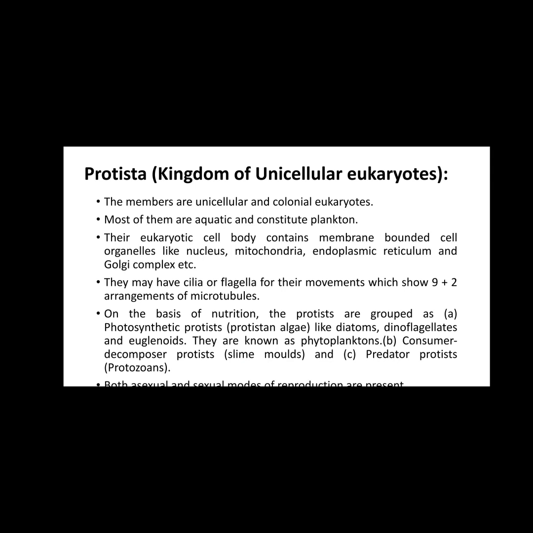On the basis of nutrition, protists can be grouped as photosynthetic protists, which are algae-like, such as diatoms, dinoflagellates, and euglenoids, which generally constitute the phytoplankton of any aquatic ecosystem. Then consumer-decomposer protists, generally known as slime molds. Then predator protists, which are known as protozoans. Asexual and sexual modes are present.